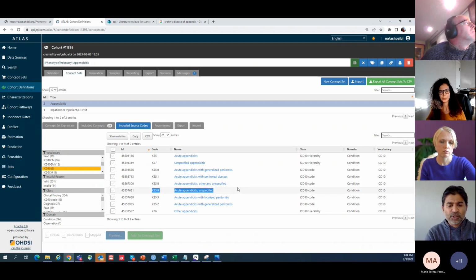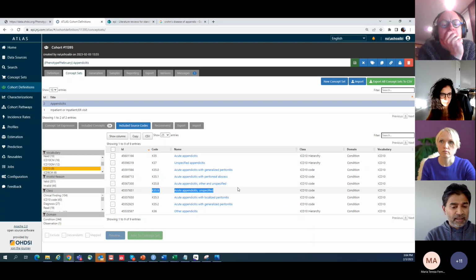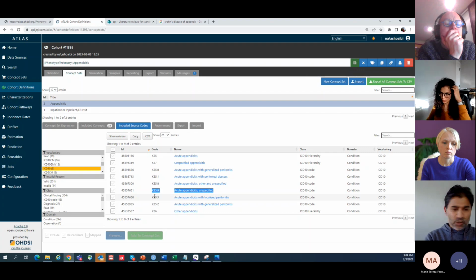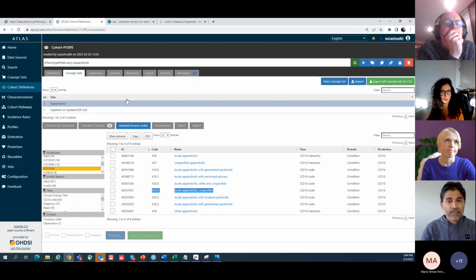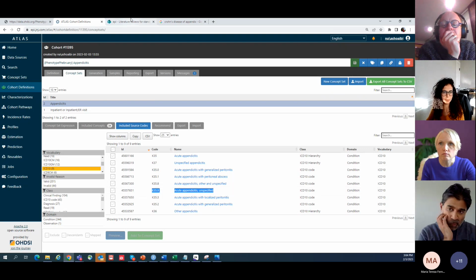The concept set expression would include K35.9, but the 11 data sources that I ran it on did not have K35.9. That's why the tool data.odyssey.org Phenotype Library does not show K35.9, because none of the data sources had it. But the vocabulary does map to it, and it's in your included list.